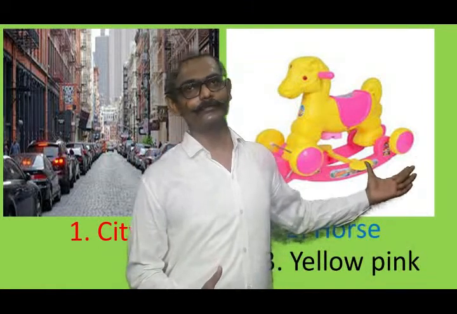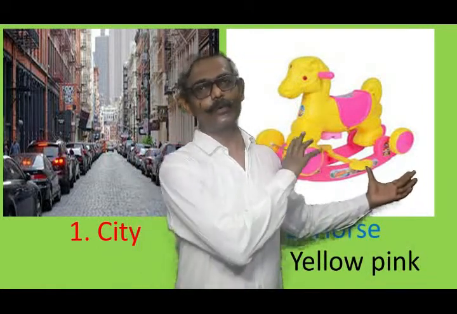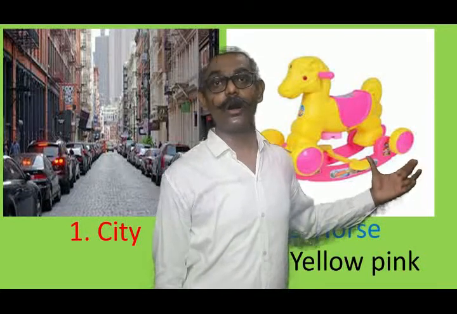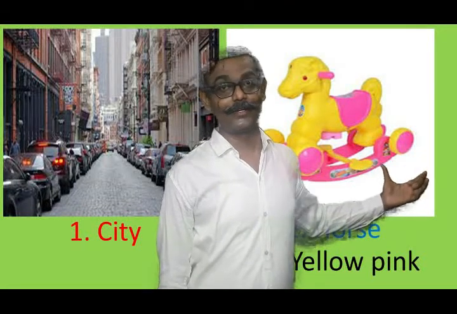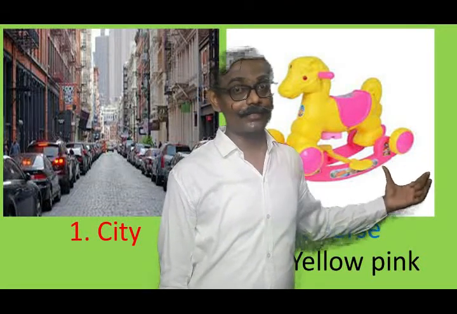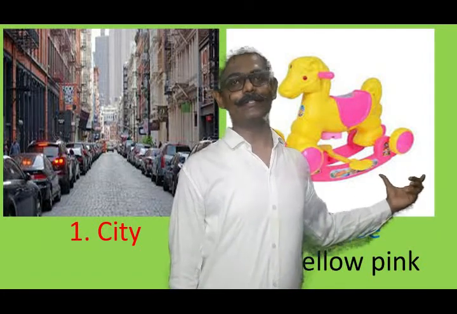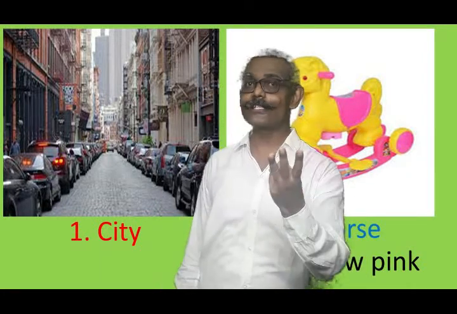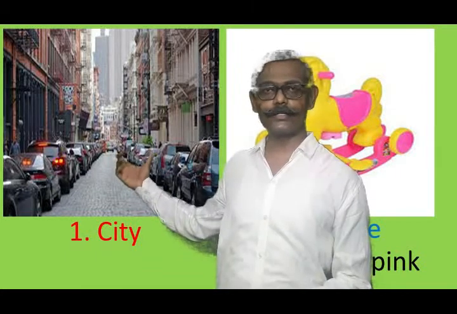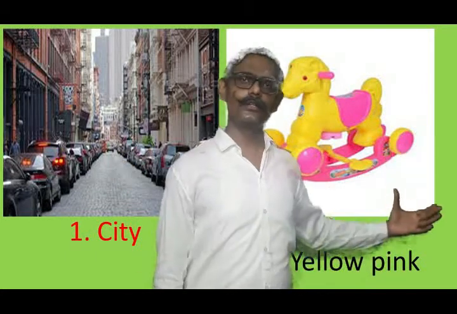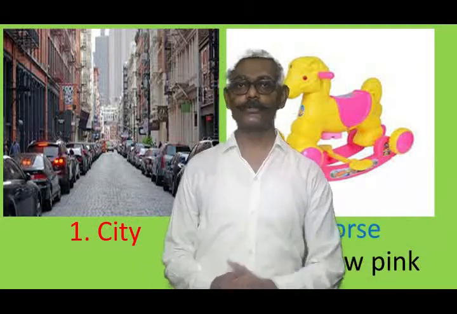Here is a living thing, but only the image point of view is shown. A horse. And which colors are there on the horse? Yellow and pink. So which 3 things will you remember? City, horse, yellow, pink. Now see the next slide.